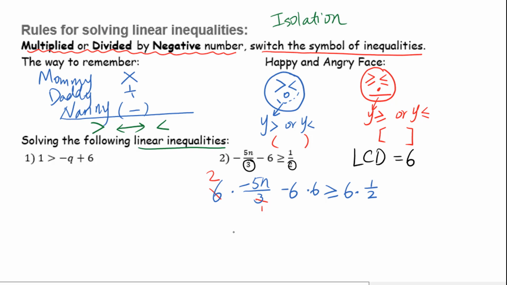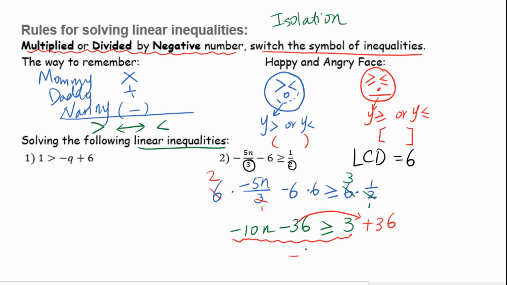So we have negative 10n minus 36 greater than or equal to, reduce, this is 1, here's a 3. So we have 3. Then we have a linear inequality we can handle. Isolating the variable, we add 36 to both sides. So we get negative 10n greater than or equal to 39.